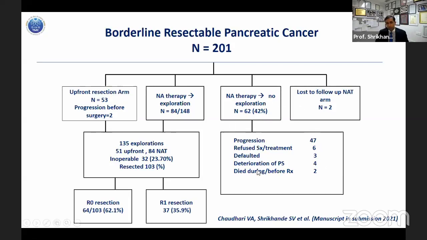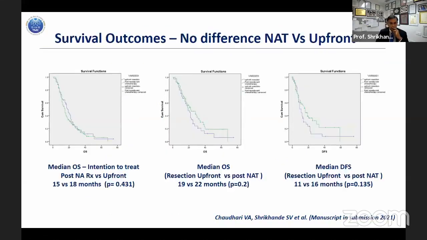But I want you to also understand that despite neoadjuvant, there would be problems of progression of disease, quality of life, refusing surgery, etc. And this group is also a group which needs more attention so that we can improve the outcomes of what is obviously a difficult situation. We have seen that there is some improvement when it comes to offering them surgery if they take neoadjuvant. But of course, this is not a randomized trial. This is just a prospective study.